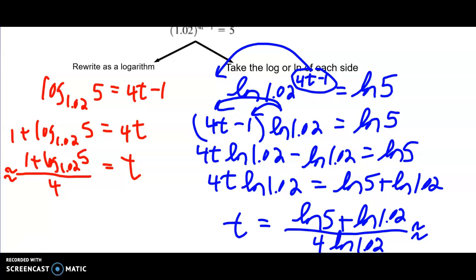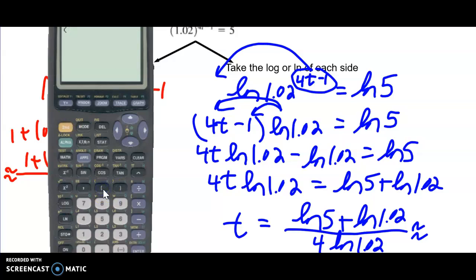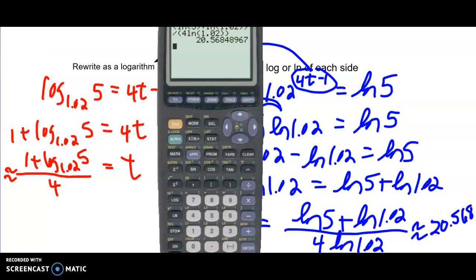Let me pull my calculator up to show you. Okay, guys, you really have to be careful. We want to put in parentheses. I want to type natural log of 5 and the parenthesis that it came with plus natural log of 1.02. Okay, and then end that parenthesis from the 1, but also end the parenthesis so that I have that whole numerator divided by parenthesis 4 natural log of 1.02, and the parenthesis there and the other parenthesis. You should get 20.568.